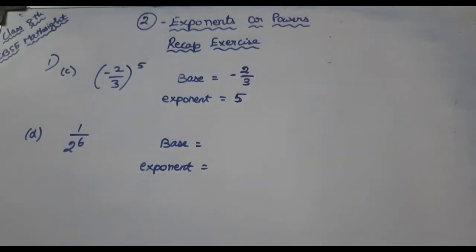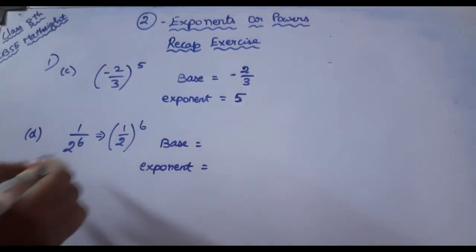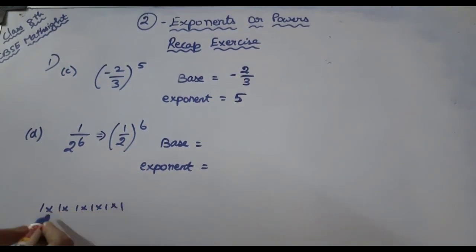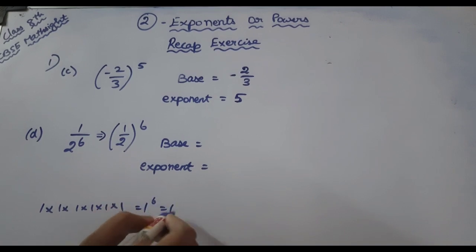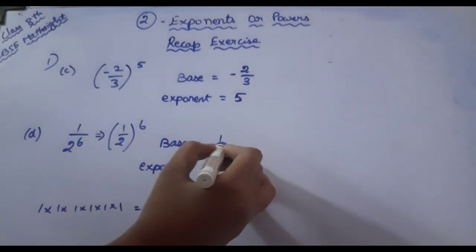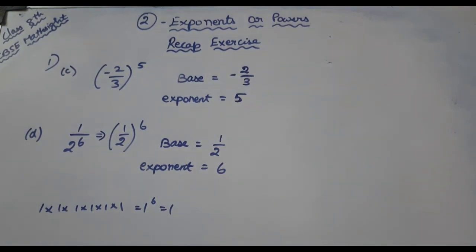And the last sum, D, 1 by 2 to the power of 6. So we can write 1 by 2 to the power of 6 as 1 by 2 the whole to the power of 6, because 1 into 1 into 1 into 1, so 1 to the power of 6 is again going to be 1. So the base over here is 1 by 2 and the exponent is 6. So the base is 1 by 2 and the exponent is 6.